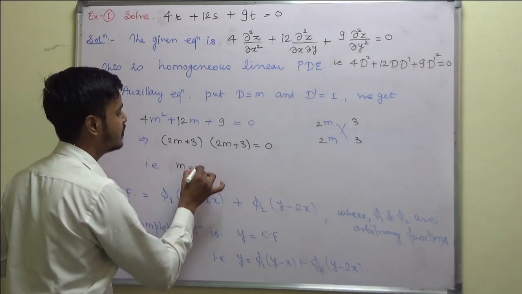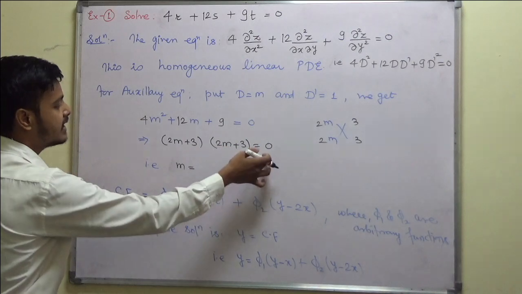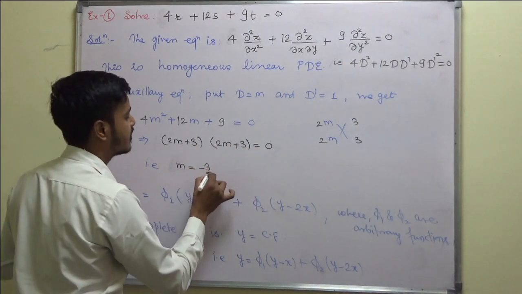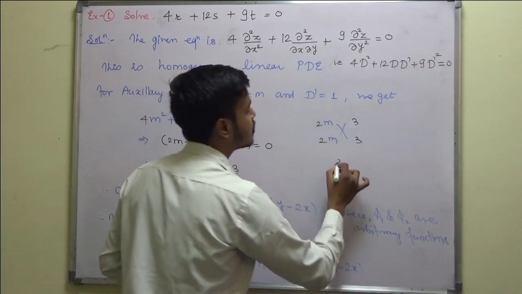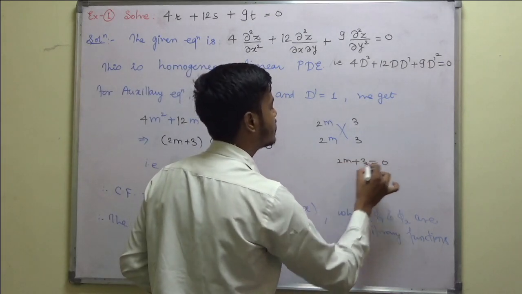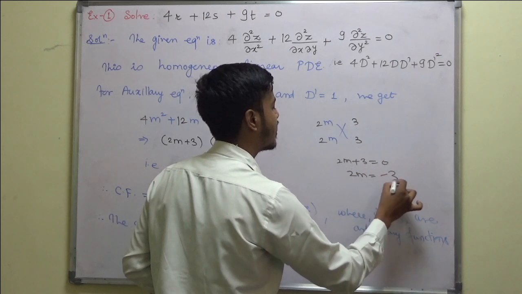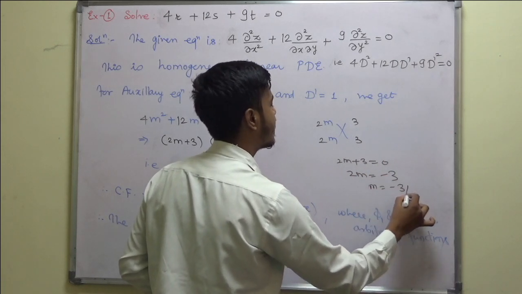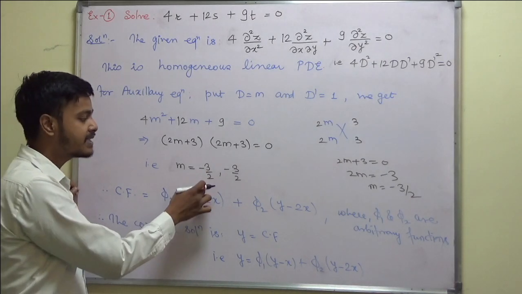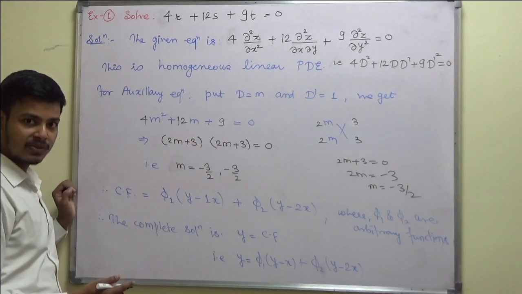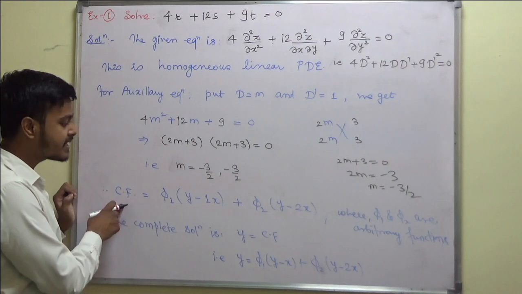2m plus 3 equal to 0, so 2m is equal to minus 3, m is equal to minus 3 by 2. Okay. So now I have the roots minus 3 by 2, minus 3 by 2, right? So what is my CF?